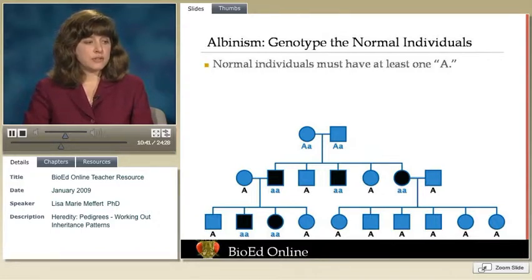All individuals who are solid or black, colored in circles or squares, they have two little a alleles, because remember, albinism is recessive. You have to be homozygous for the recessive allele in order to show this trait, the reduction in pigmentation. So now we have all these offspring here, we know have at least one big A allele because they're normal, but we need to know, are they carriers or are they homozygous, what are their genotypes?